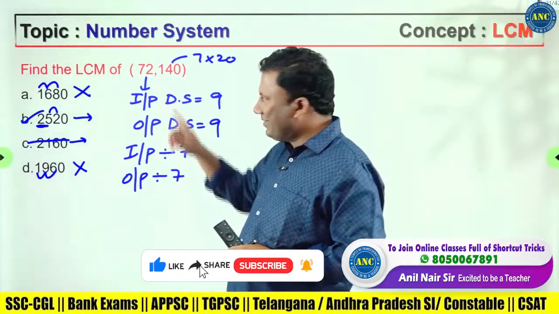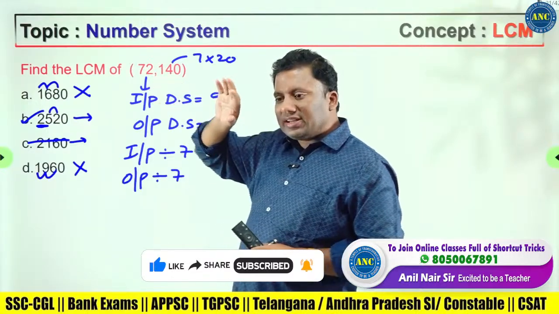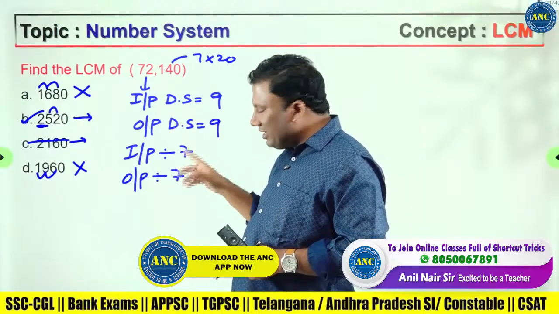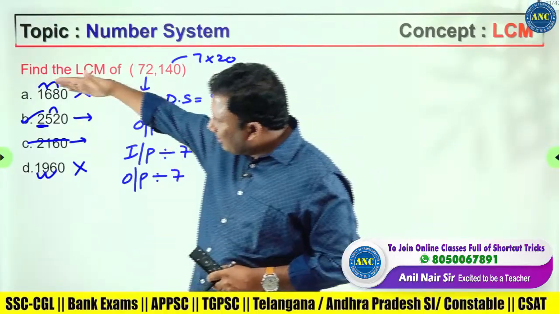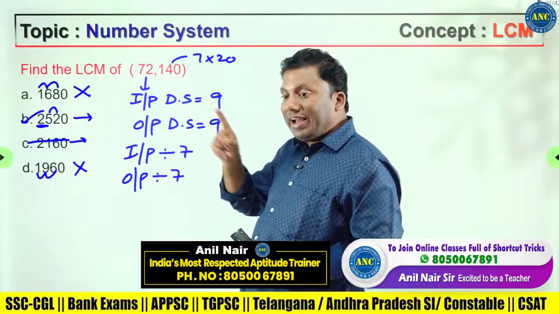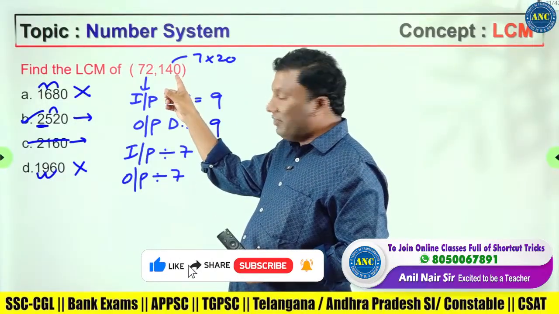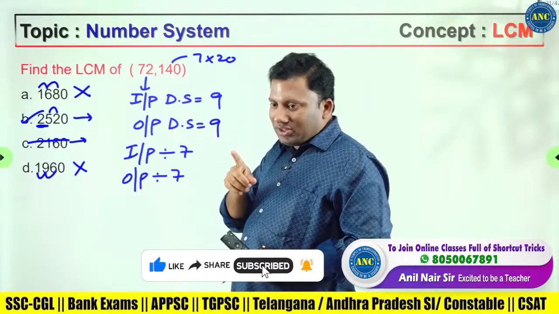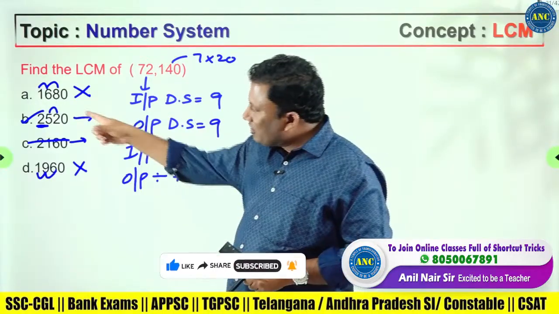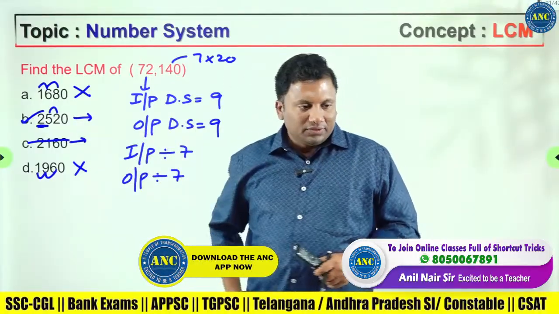Little bit of practice. The first step I think is fine, only the second step you are doubtful. 72 digital sum is 9. Input digital sum is 9, so answer digital sum should be 9. A is out, D is out. For 140, I told you one concept: input one number, if it is divisible by K, output will also be divisible by K. 140 is divisible by 7. Which option is divisible by 7? That option, tick mark. Please write down.